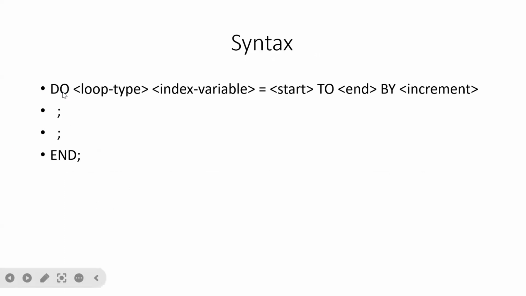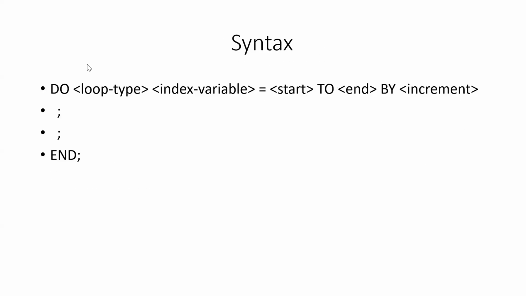In a do loop, the code starts with the do keyword. After that, you mention the loop type, what is the starting number of the loop, and what is the end number of the loop. We will see some examples, you will understand. And after the end of the code, you have to close the loop by giving the end statement.